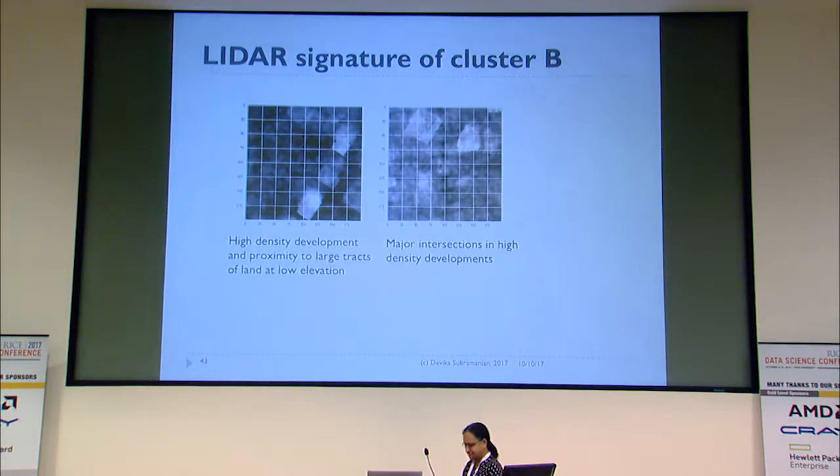We clustered the LiDAR signatures. We found 2 very interesting signatures: high density development, and proximity to large tracts of land at low elevation. Do you see these homes? When it's dark, it means it's lower. So this is a signature of homes in that category. The other is, I don't know if you can see the road here, a major intersection in these high density developments. There are other signatures, but I think we are now itemizing the types of patterns around the city that predispose you to flooding. I think these are much more interesting models.